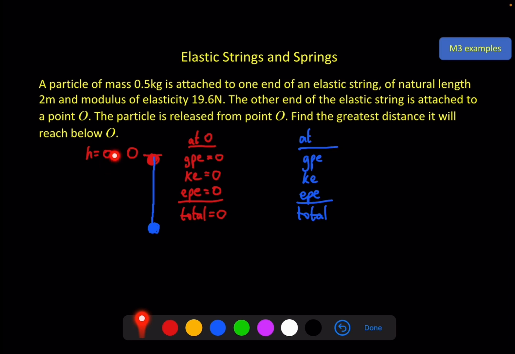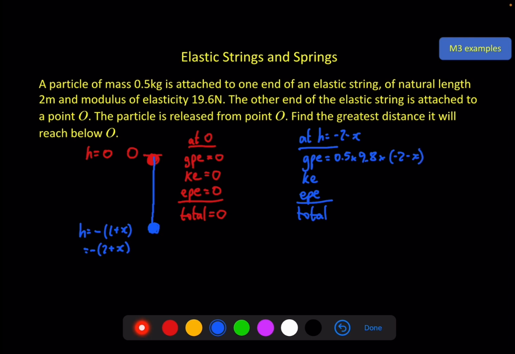So if this is height equals 0, relative to that, this is the natural length of the string plus its extension. However, this is happening below the 0 point, so this is negative natural length plus extension, and that is negative 2 plus x. So be careful with your negatives on the gravitational potential energy, and I'll use that to call this point h equals minus 2 minus x. So the gravitational potential energy here is mass 0.5 times 9.8 times the height minus 2 minus x.